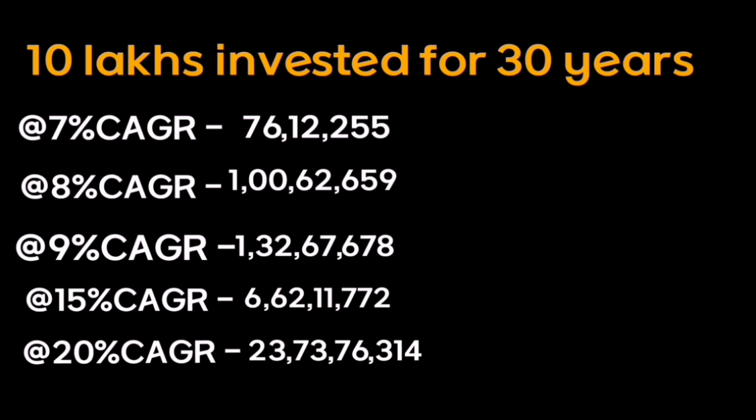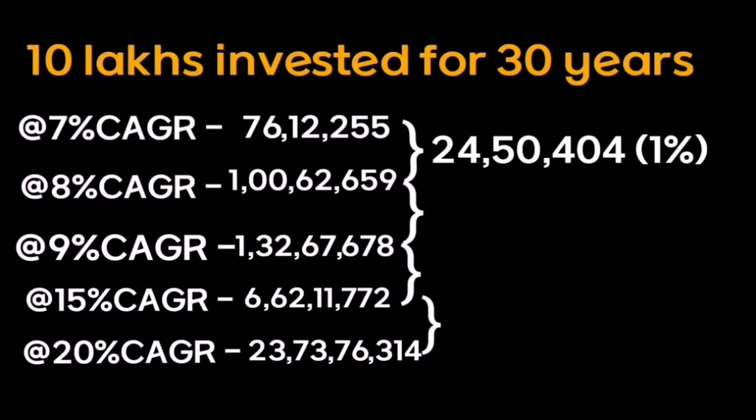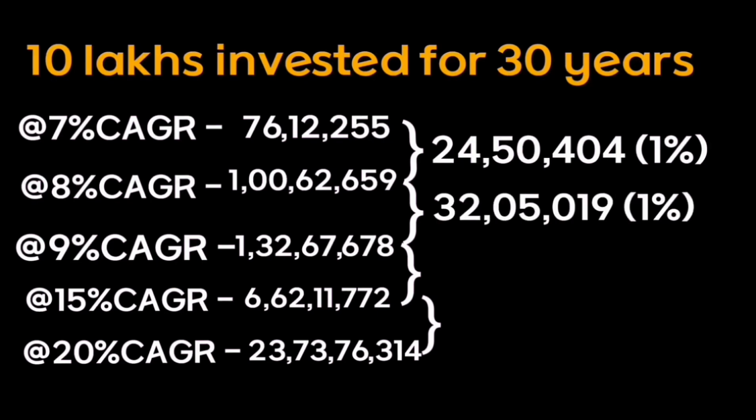Now let's deeply analyze with how much power the investments are getting compounded. First, let's compare the 1% difference between 7% and 8% with the same 1% difference at a higher return, 8% and 9%. The difference of the lower 1% is 24 lakhs 50,404, and the difference of the higher 1% is 32 lakhs 5,019. This indicates that as the rate increases, the compounding power increases.